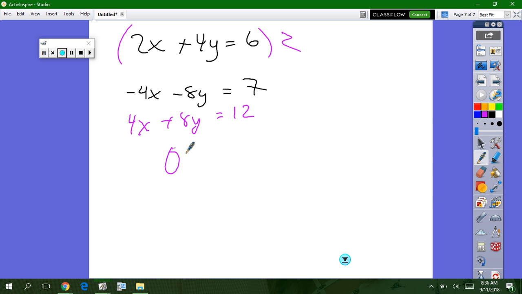When I add that, I get 0 equals 19, correct? No variables on the left, and it equals 19. What does that mean? This one's a no solution. And if I got these into y equals mx plus b, they would both have the same slope. Okay? Any questions on that one?